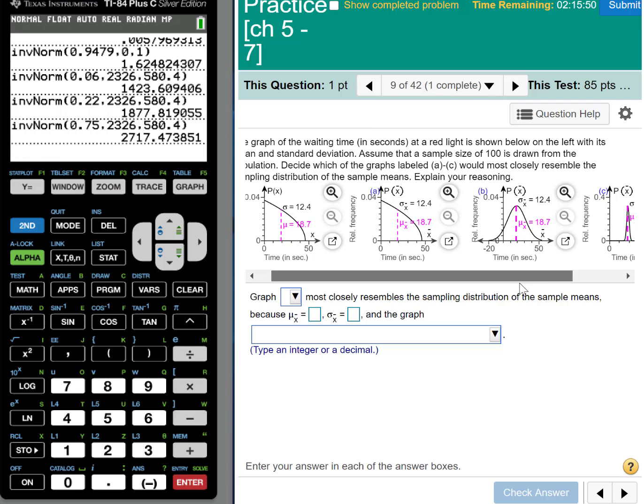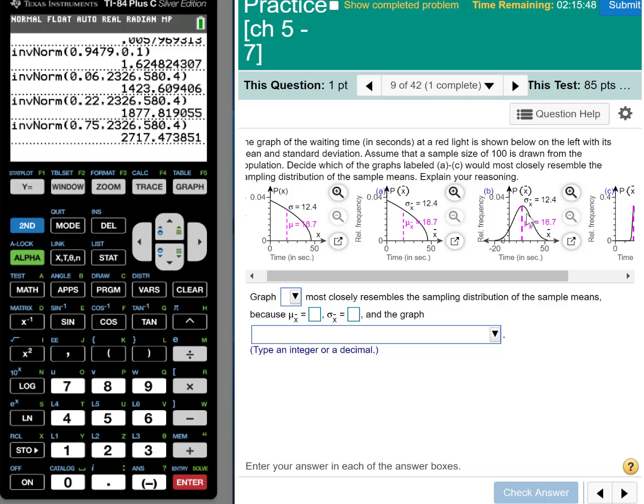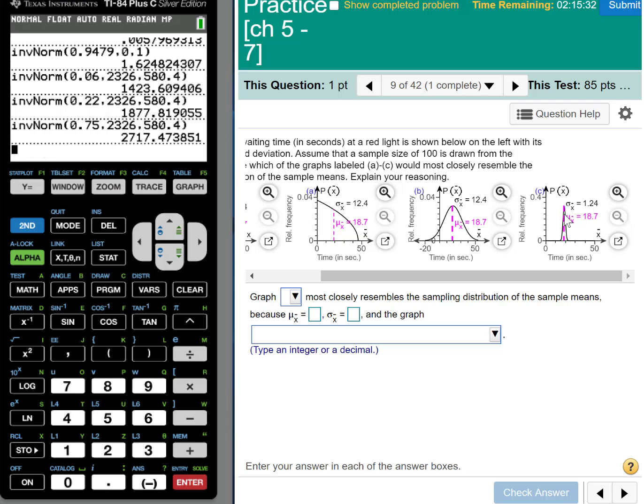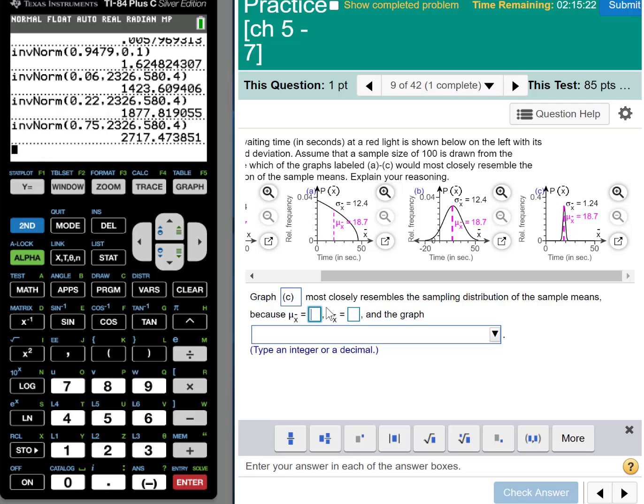The only difference, guys, is the standard deviation. The standard deviation of X bar is the original standard deviation, 12.4, divided by the square root of the sample size, square root of 100, which is 10. And 12.4 divided by 10 is 1.24. So which graph has 1.24? It's graph C. So you choose graph C. Most closely resembles the sampling distribution of the sample mean, with a mean of X bar of 12.4 and a standard deviation of 1.24.